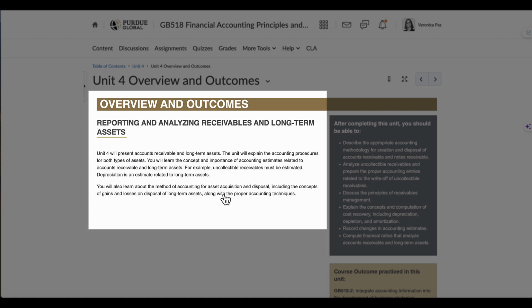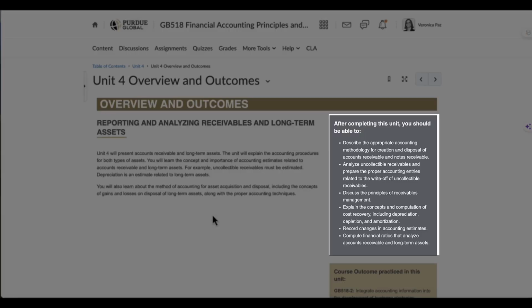You're going to learn the concept and importance of accounting estimates as they relate to accounts receivable and other long-term assets. You're going to learn about uncollectible receivables, how we have to estimate that, also how depreciation is an estimate that we use for our long-term assets. You're also going to learn about the method of accounting for asset acquisition and disposal, including the concepts of gains and losses on the disposal of long-term assets, along with proper accounting techniques.